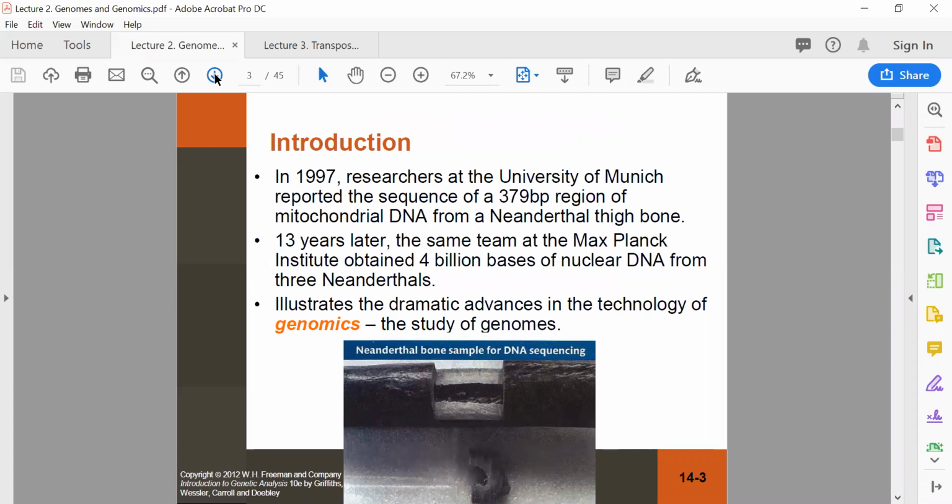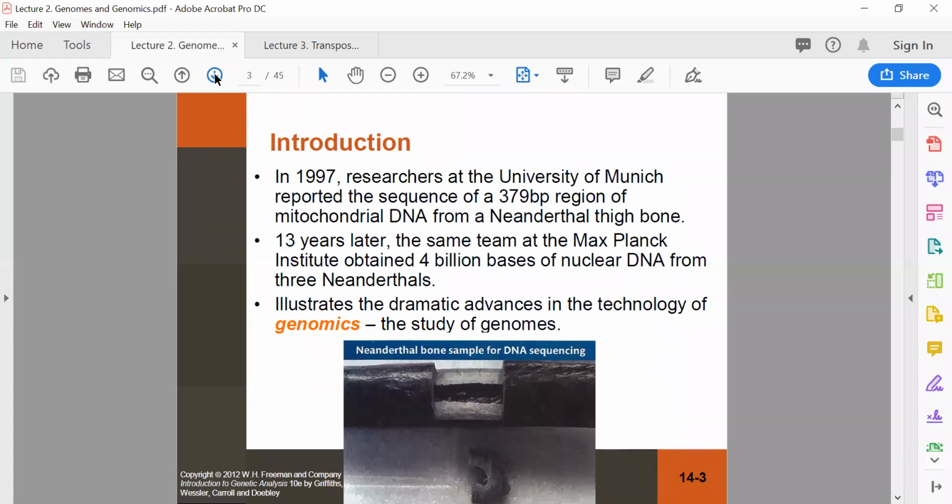It was actually quite astounding, the achievement. They managed to report the sequence of a 379 base pair region, not of nuclear or chromosomal DNA, but from mitochondrial DNA. But they successfully sequenced that region of DNA from this very, very old fossil.